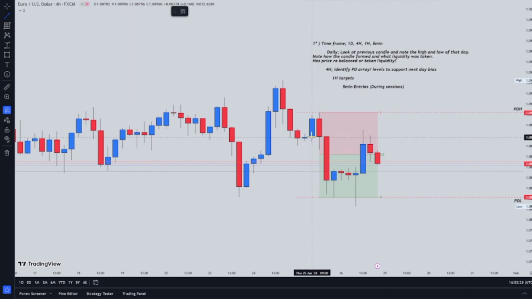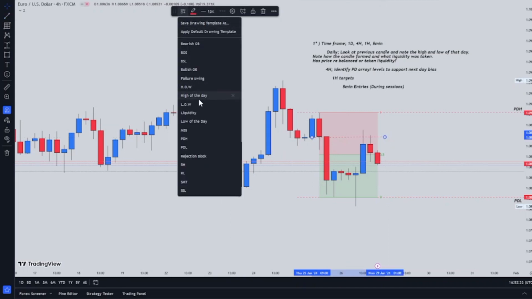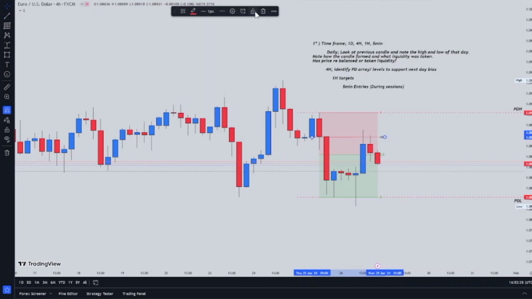I'd have marked this region as my point of interest for sales. In case price comes there, I would be looking for sells. That was on Friday. In case price came here, I will be looking for Friday sales. Okay. And in case of a buy, if price came and swept previous daily low, I would be interested in looking for buys. That's how easy it is to find your daily buyers.